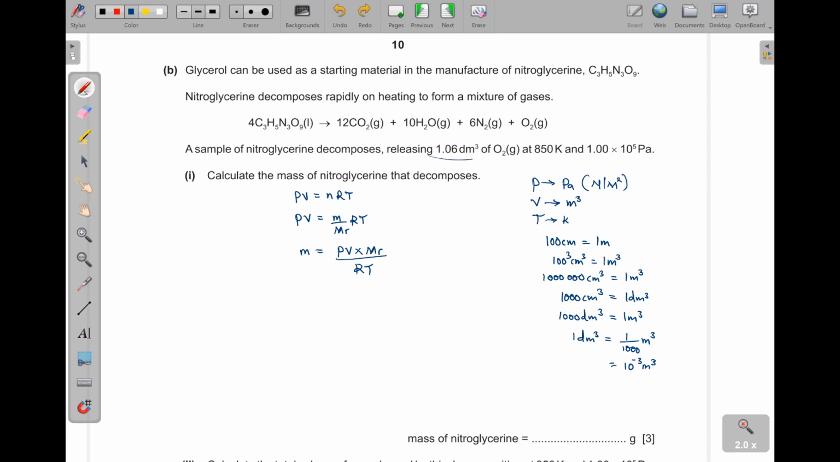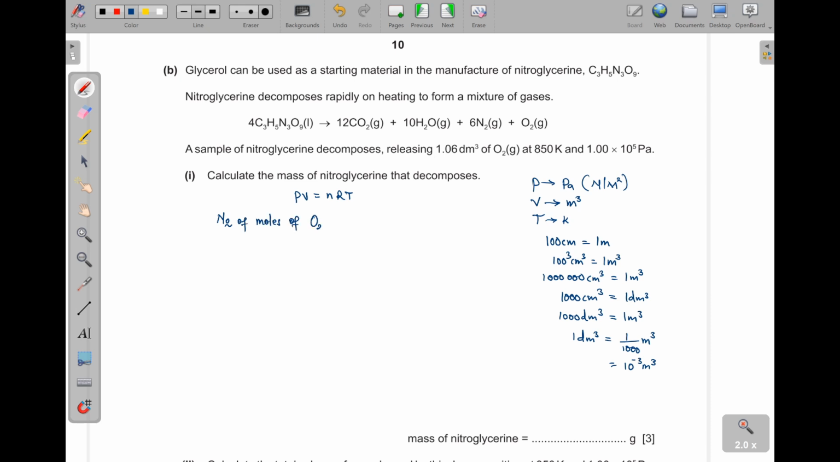If you are given the volume in centimeters cubed, then to convert it, we shall have 1 over a million, which is the same as 10 to the power of negative 6. So that volume in centimeters cubed, you multiply it by 10 to the power of negative 6. I'm not going to find a mass here. I'm going to use this ideal gas equation to find the number of moles of oxygen, since the volume that is given is for the oxygen here.